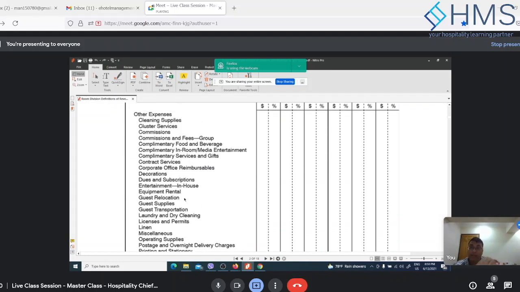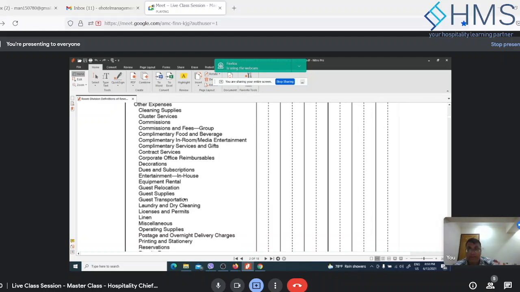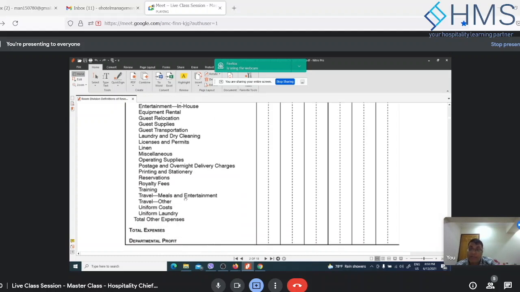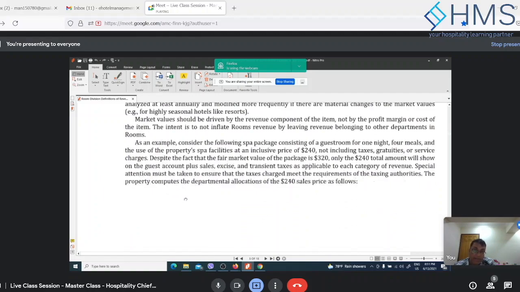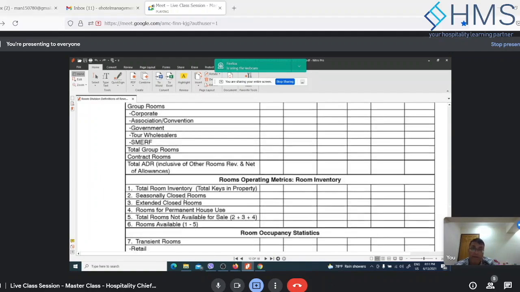These are fixed. You can put them in the same order, or in any other order, however you want. It does not really matter. But the only thing is you cannot change the lines. You have to keep the same name and same number of lines; you cannot increase or decrease it. So if there is anything which you think is not part of any of these lines and does not fit into the definition, then you put it into miscellaneous. Okay, and then you will calculate the departmental profit. So that's the rooms departmental expenses.